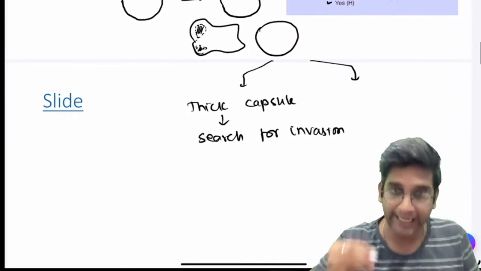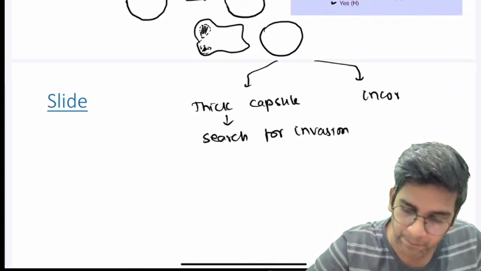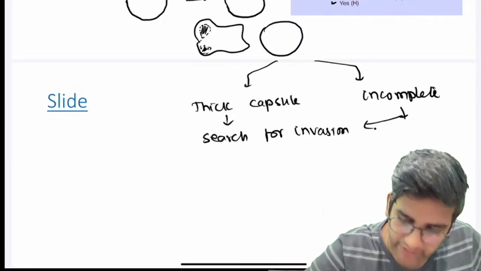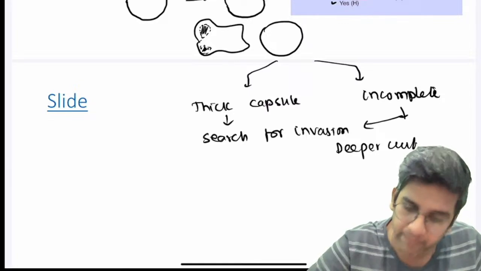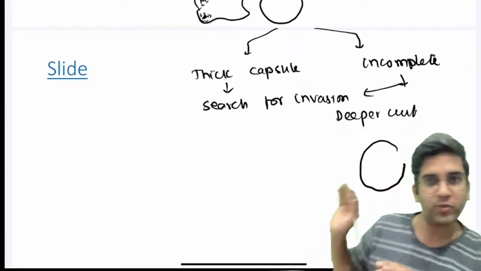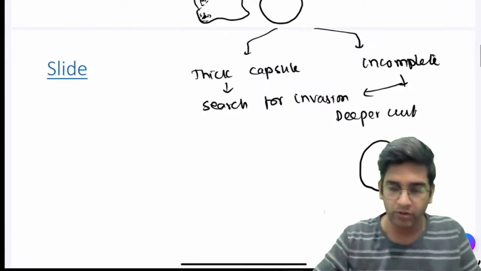That's one. Second one, when you have a capsule which is incomplete. An incomplete capsule, always again search for invasion or take deeper cuts. I'll tell you what I mean by an incomplete capsule. Incomplete capsule is something like this. I got only till this. This part is not there. That's what I call an incomplete capsule.